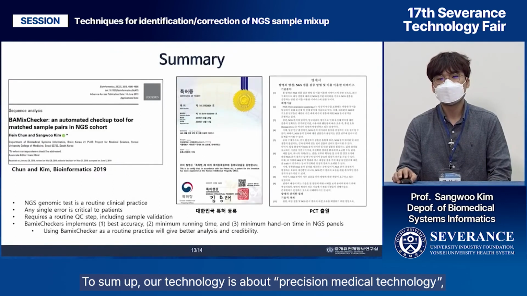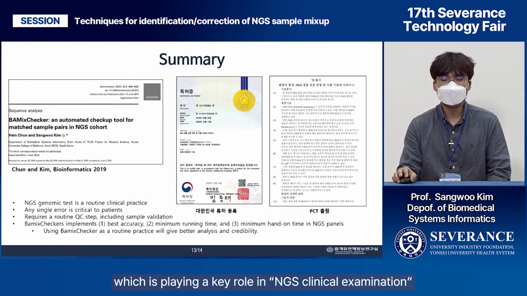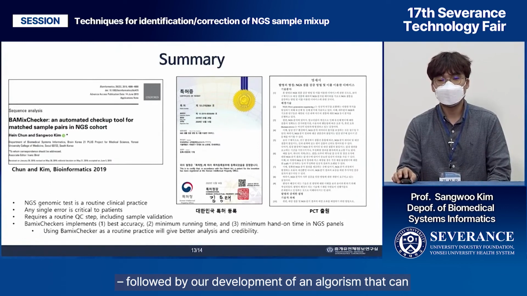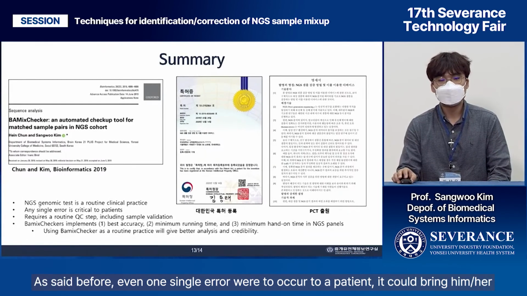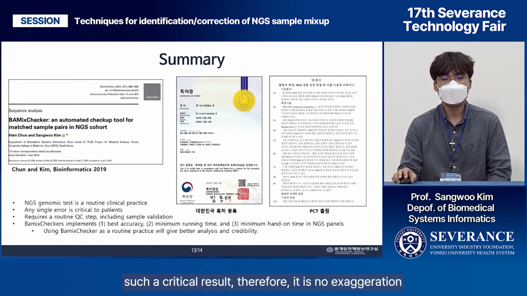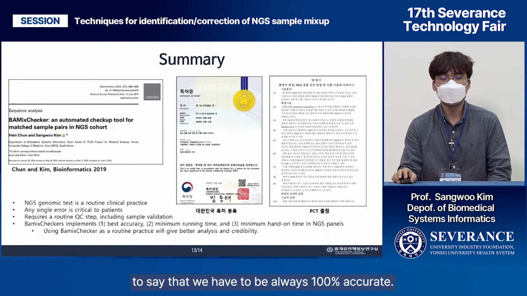To sum up, our technology is about precision medical technology, which plays a key role in NGS clinical examination, followed by our development of an algorithm that can prevent unwanted mixtures of patients' samples. As said before, even one single error could bring a patient such a critical result. Therefore, it is no exaggeration to say that we always have to be 100% accurate.